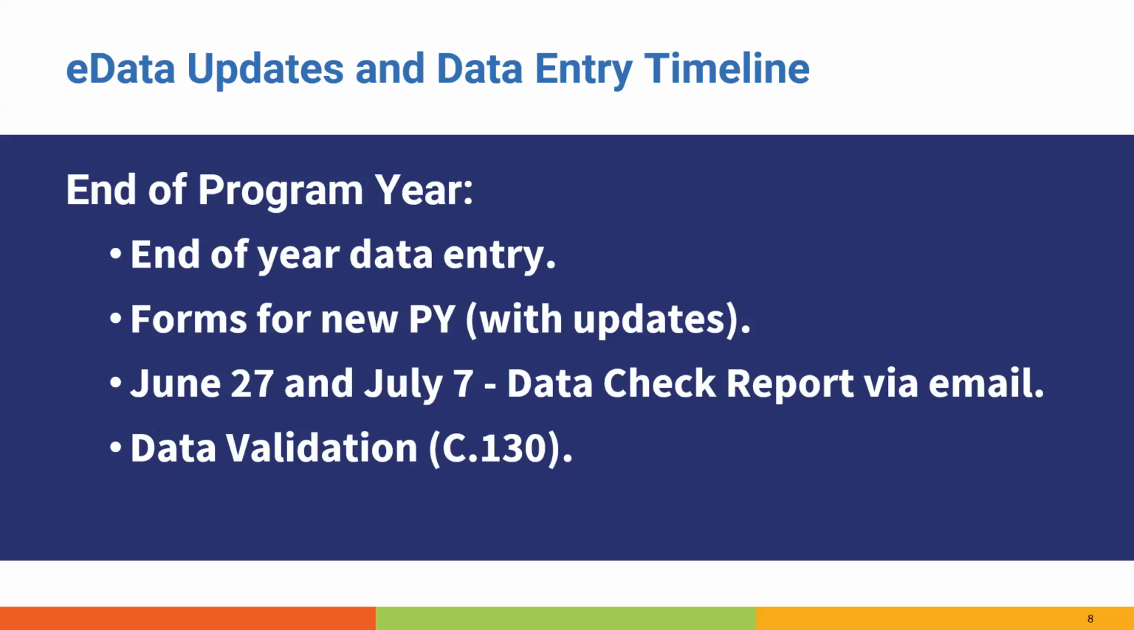On June 27th and July 7th, Steve is going to send you all, mostly you as administrators, the data check summary reports via email. These are the reports you typically get the first business Monday of every month. But this time of year, we like to send you a little bit extra. So we're going to send the July report early, essentially on June 27th, and we're going to send an extra report a week before the system closes, on July 7th.